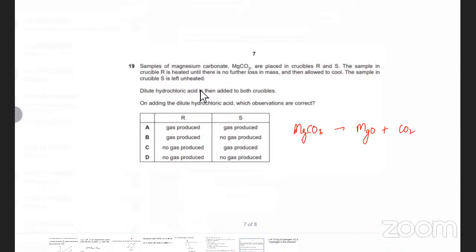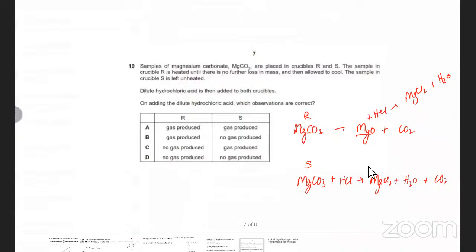Dilute hydrochloric acid is then added to both. In S, he's not heating it, so it's still MgCO3, right? He's only heated R. And then he added hydrochloric acid. When you add hydrochloric acid to the decomposed product, it's going to form MgCl2 plus H2O. But when you add hydrochloric acid to MgCO3, it's going to form MgCl2 plus H2O plus carbon dioxide, right?